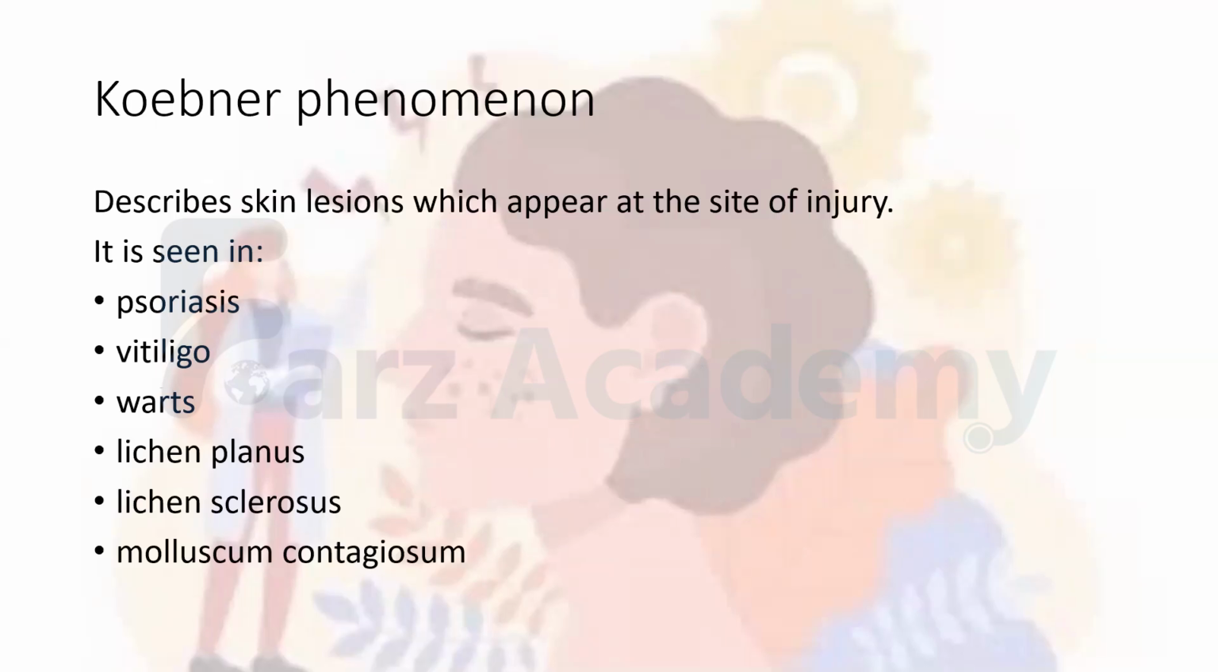So coming on to Koebner's phenomenon, it is nothing but a skin lesion which appears at the site of injury. So trauma leads to spread of the disease. This is what Koebner's phenomenon means. All right. So what are the lesions which exhibit Koebner's phenomenon? It is psoriasis, vitiligo, warts, lichen planus, lichen sclerosis, and molluscum contagiosum.